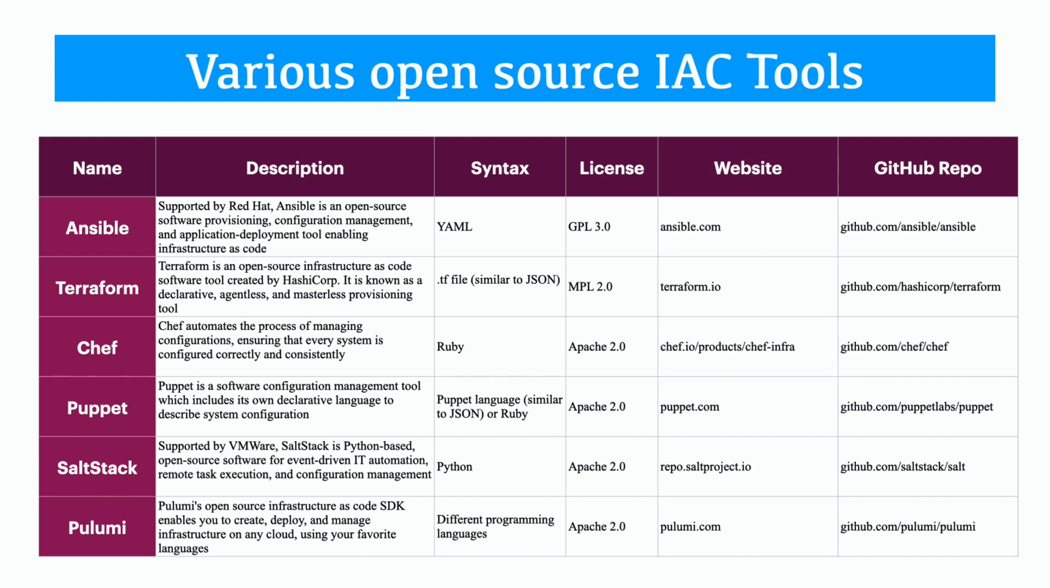Its main syntax for configuration file is TF file, but is similar to JSON. It's based on the Mozilla Public License 2.0, and you can find the links to its website and the GitHub repo.